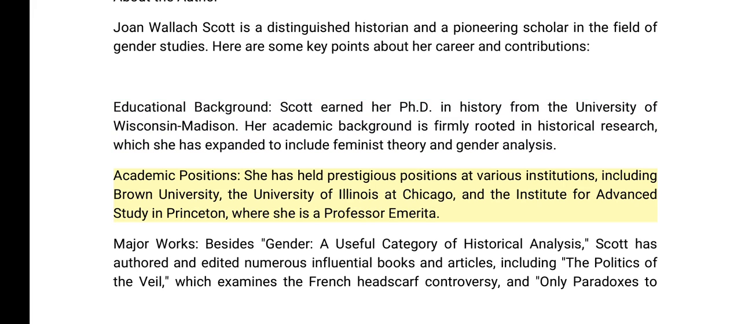Academic positions. She has held prestigious positions at various institutions, including Brown University, the University of Illinois at Chicago, and the Institute for Advanced Study in Princeton, where she is a professor emerita.